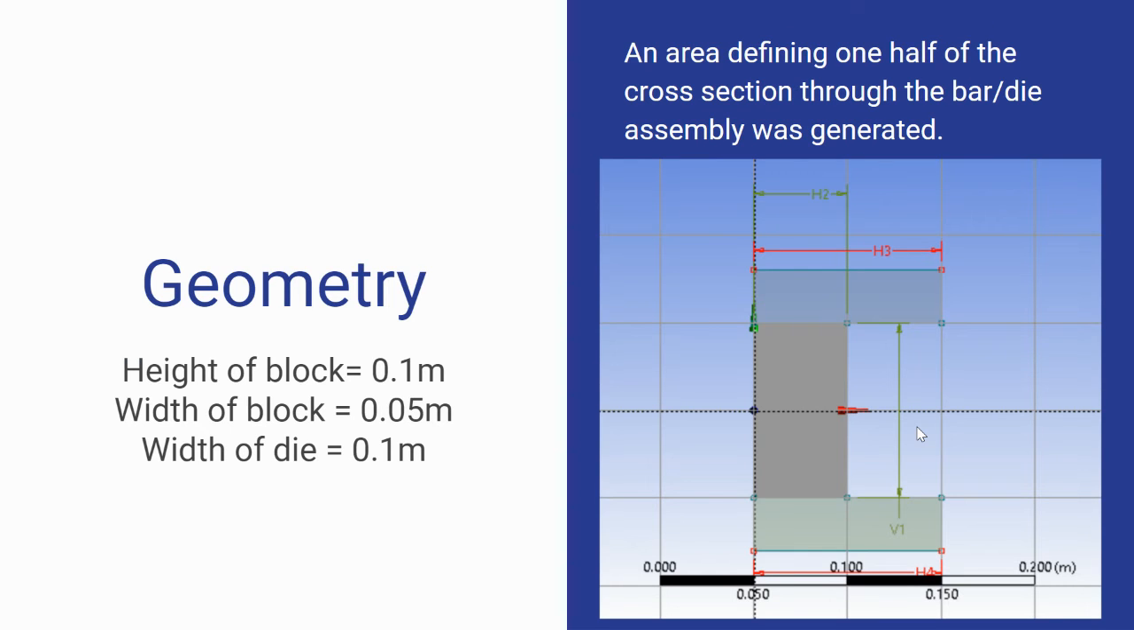So the geometry that we use is: height of block is 0.1 meter, width of block is 0.05 meter, width of die is 0.1 meter, and an area defining one half of the cross section through the bar and die assembly was generated, and it has been shown here.